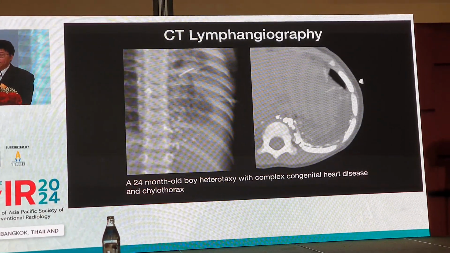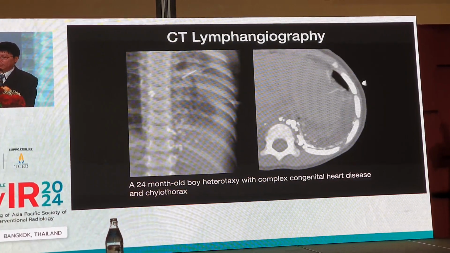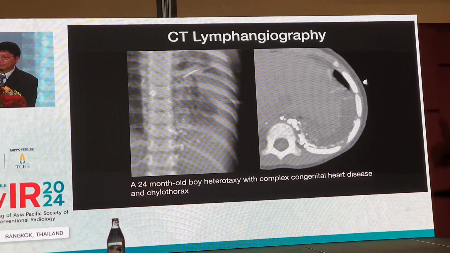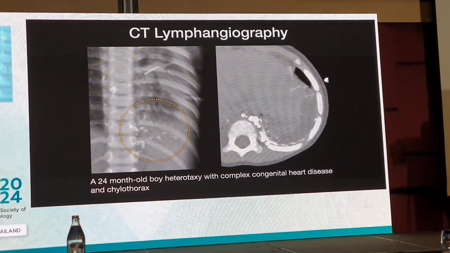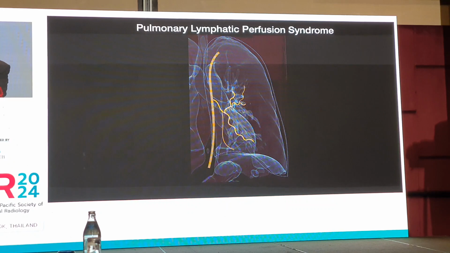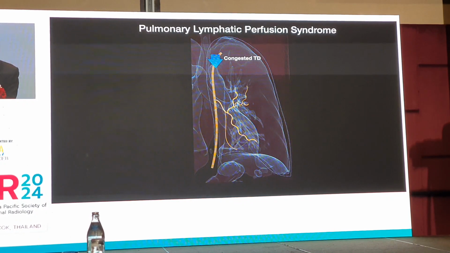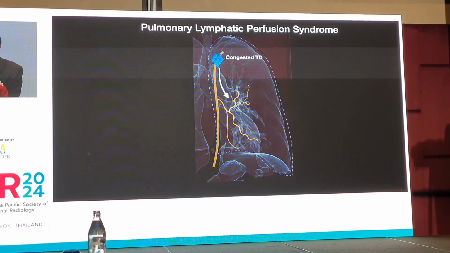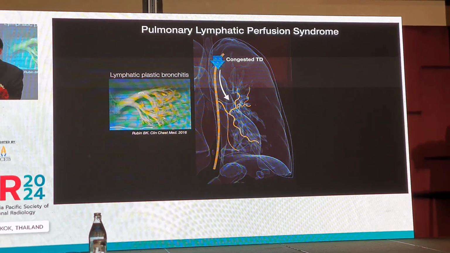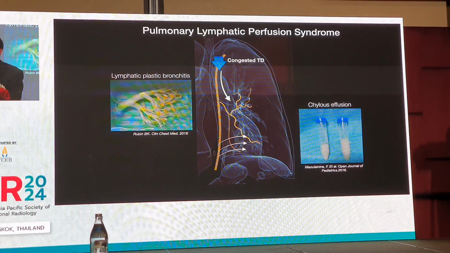As you can see here, in this patient with chylous effusion, you can see the lipiodol leakage. The distribution of that lipiodol is the same as the area of the scheme of the pleural stomata, as I already showed you. And there is a special kind of pulmonary lymphatic perfusion syndrome that can be found after the Fontan procedure. In this kind of patient, the lymphatic fluid will leak into the bronchus and form a cast. You can see the cast like this. It's called plastic bronchitis. And I also already mentioned the chylous effusion from the congested thoracic duct.